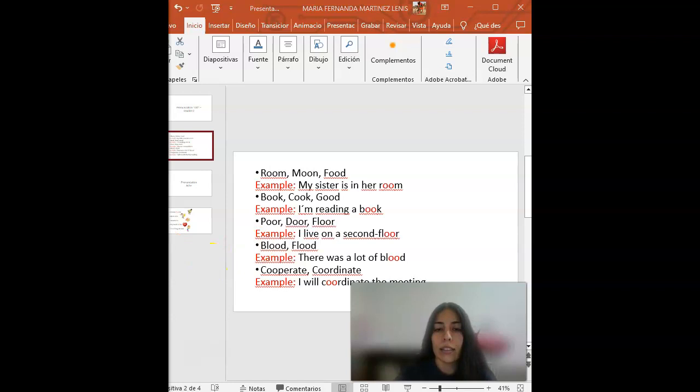And the last line, this has double O, but the double O, they are pronounced separately. They are not pronounced together. For example, cooperate, coordinate. Example, I will coordinate the meeting. I will coordinate the meeting.